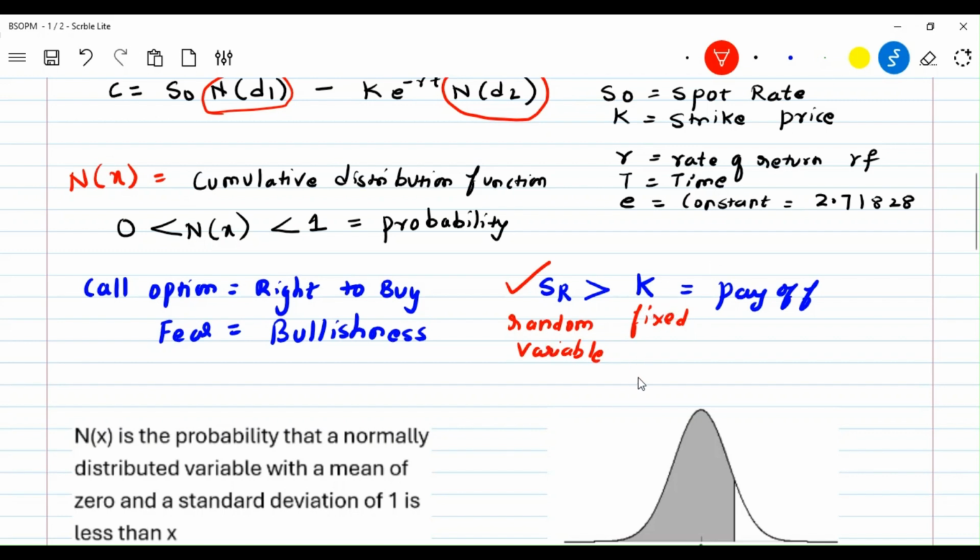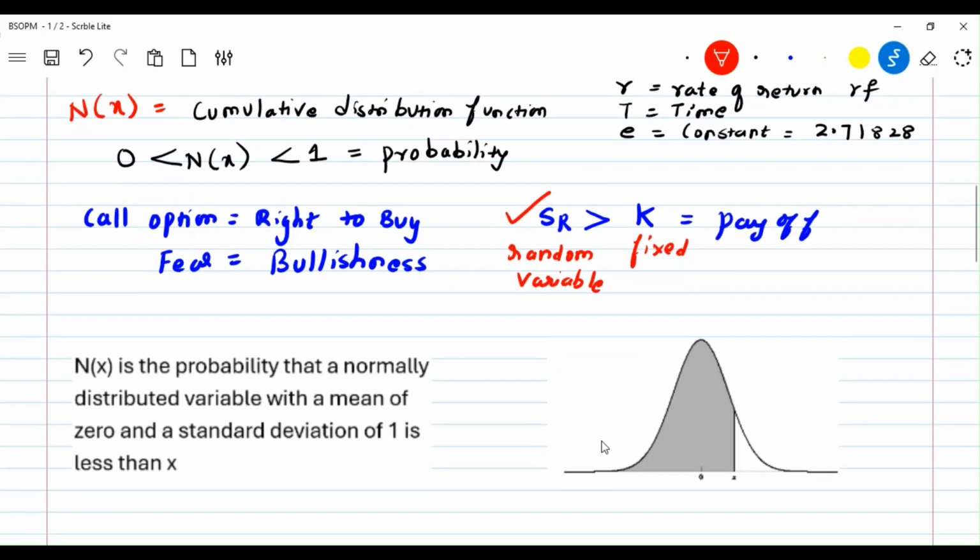So here you can see that the whole information I have just discussed, I have just pasted this information, what is this basically, the normal distribution function. It is the probability that a variable with a mean of 0 and a standard deviation of 1 is less than x. And what is my x? X could be any random variable, right?